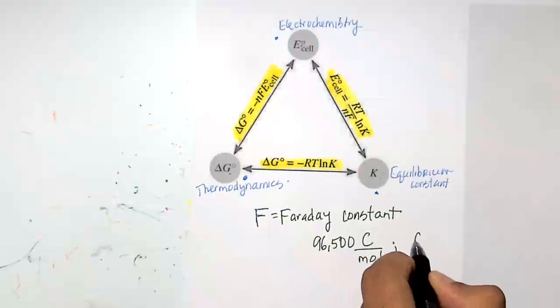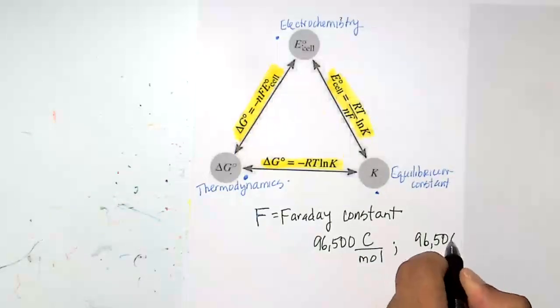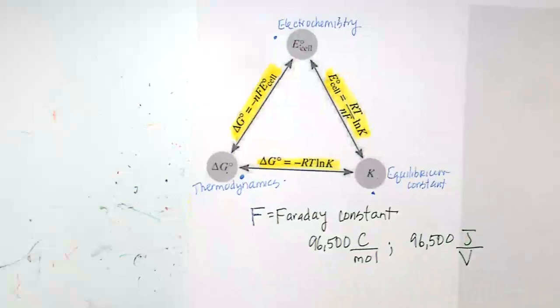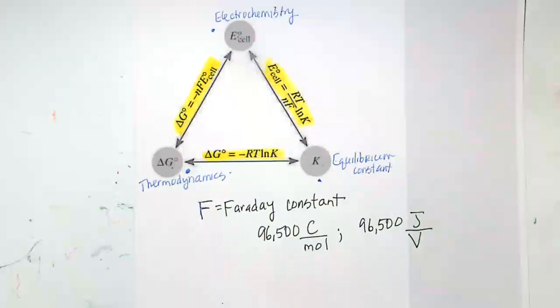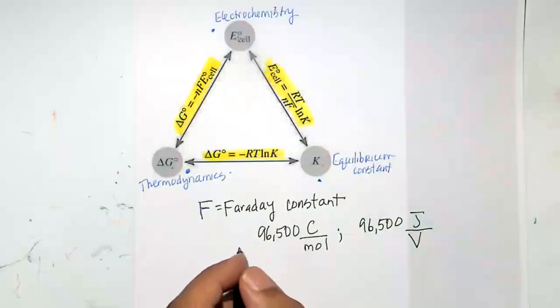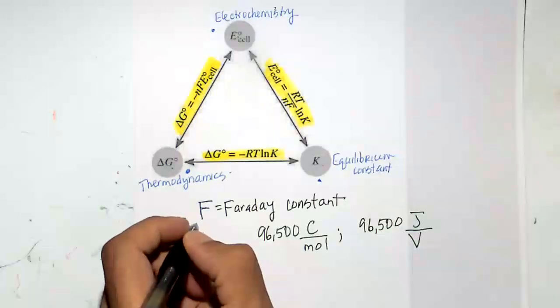Okay, or you may see this as 96,500 joules over volts. This is called the Faraday constant. All right, I'll give you that on the test. So that's F.